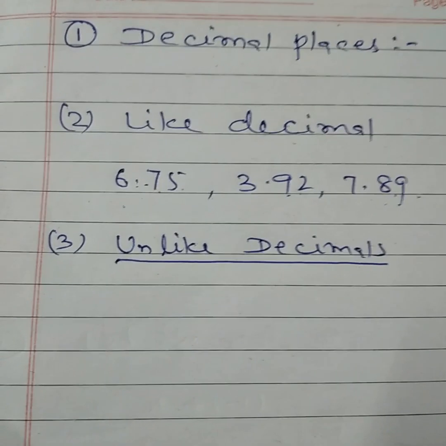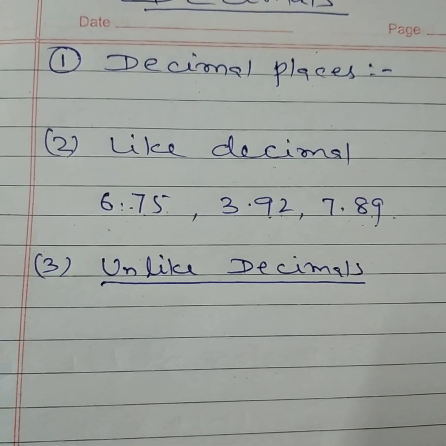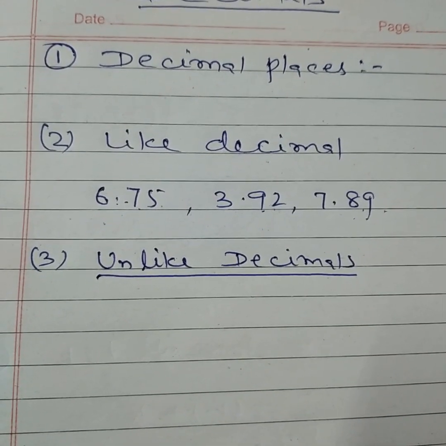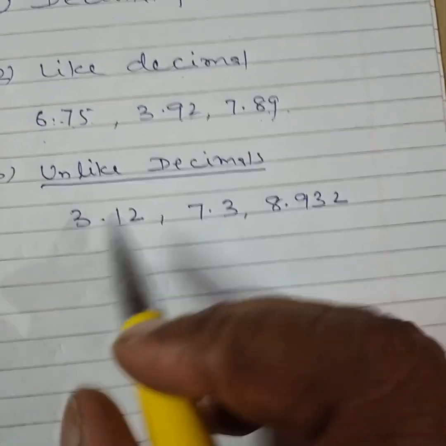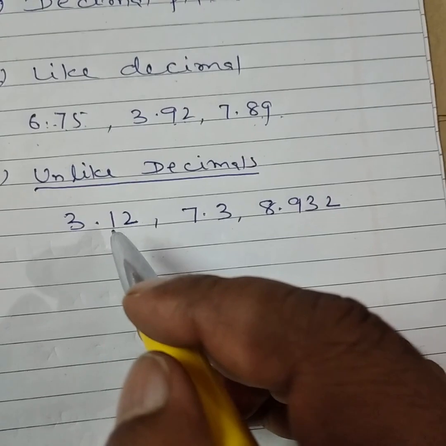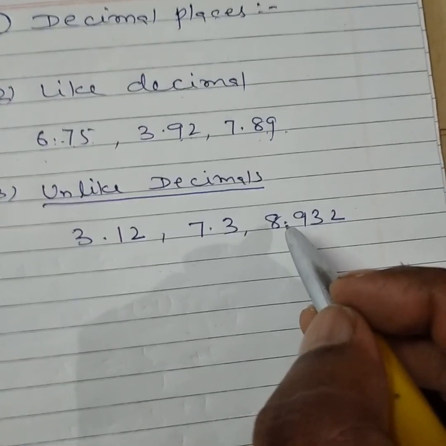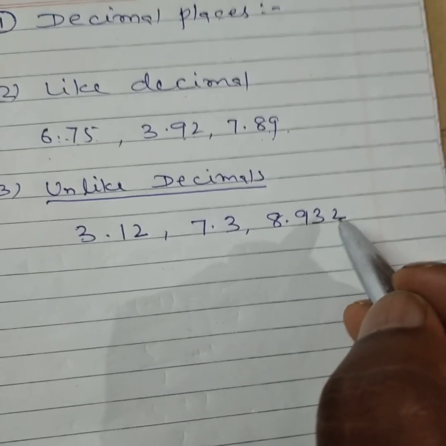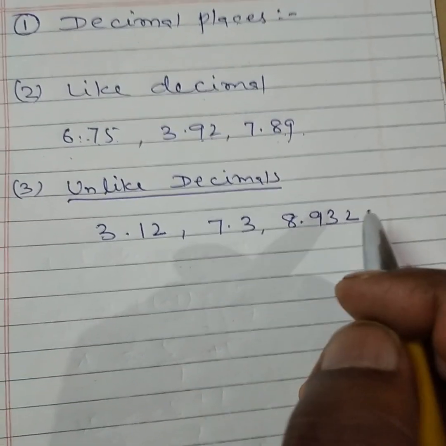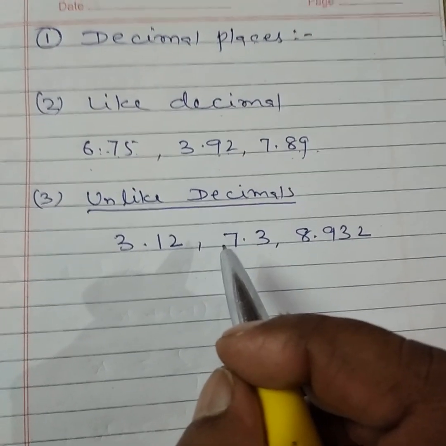The next one is unlike decimals. Decimals having a different number of decimal places are called unlike decimals. For example, here 3.12, the number of digits after the decimal is 2, then 7.31, and here 3, meaning after the decimal 1 2 3 digits. In each case the number of digits after the decimal is different. This type of decimal is called unlike decimals.